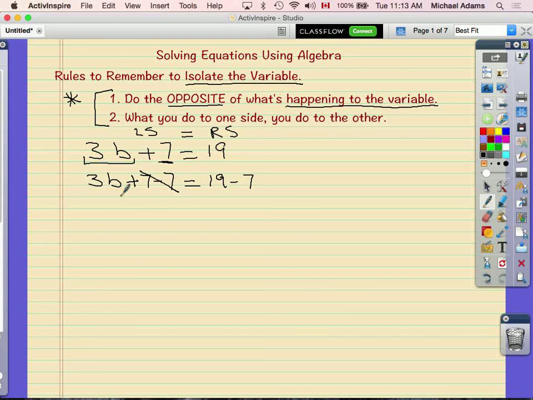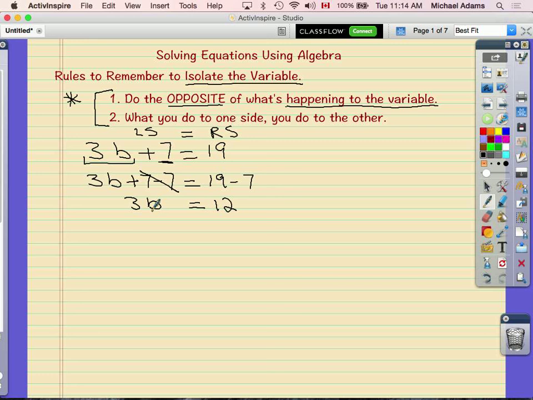Now all I'm left with here is a 3b. On this side, I have 19 minus 7, and that's 12. So 3b equals 12. That's my equation. Now, we still have to isolate the variable.